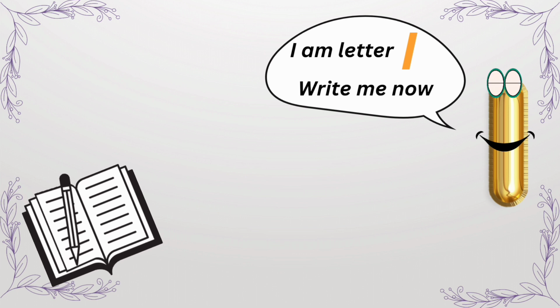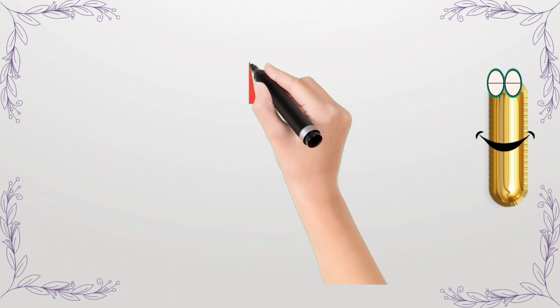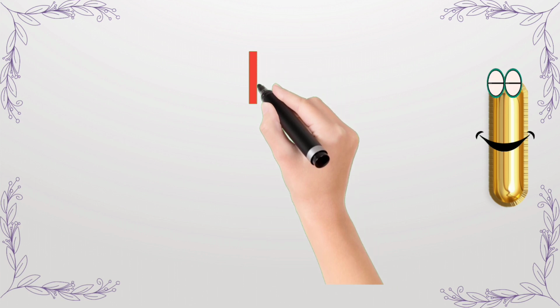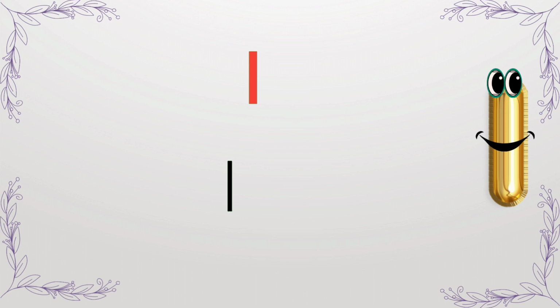I am letter I. Write me now. One straight line. Say I 5 times and write I, I, I, I, I.